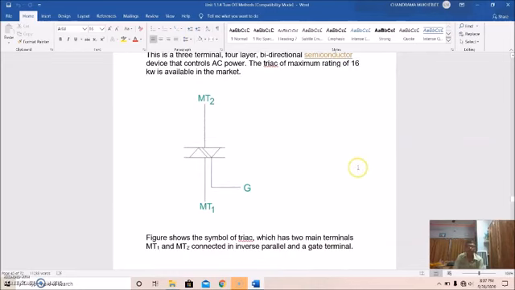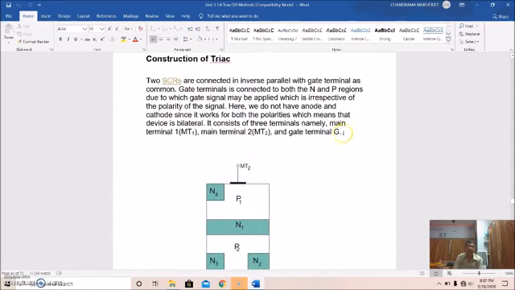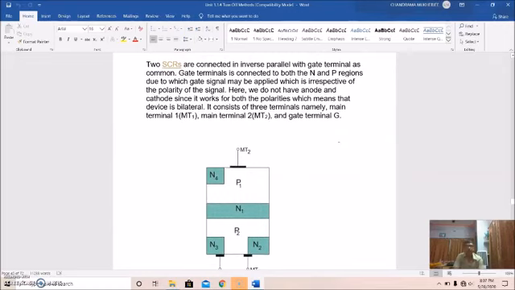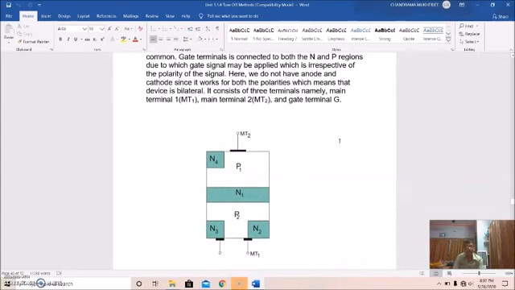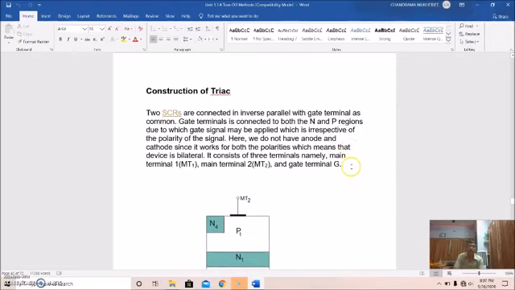So this is the symbol of a TRIAC: main terminal 1, main terminal 2, and this is the gate terminal. It is connected in inverse parallel with the gate terminals. Its construction is like this. Two SCRs are connected in inverse parallel with the gate terminal as common. The gate terminal is connected to both the N and P regions, due to which the gate signal may be applied irrespective of the polarity of the signal.